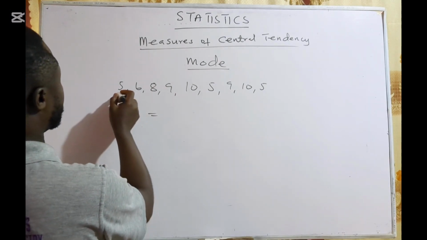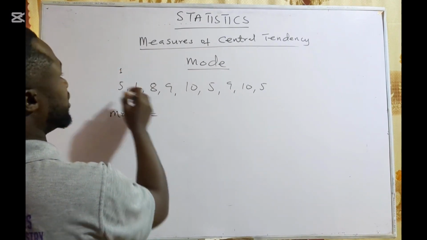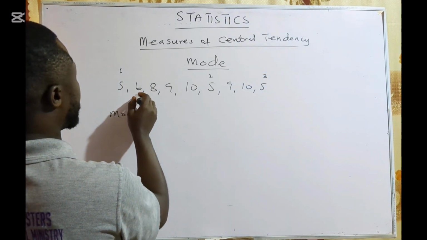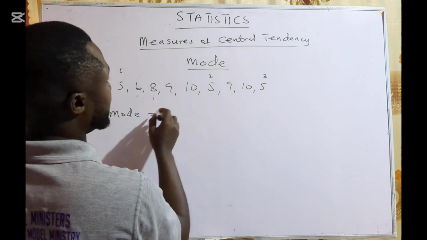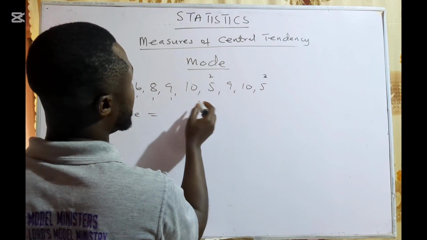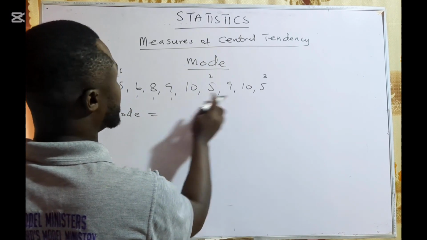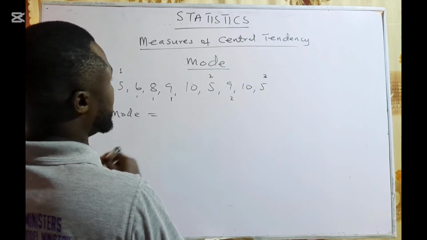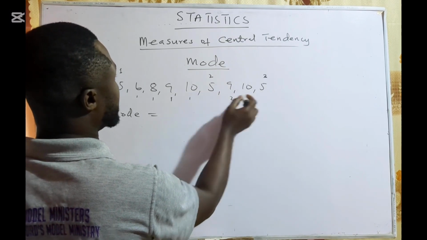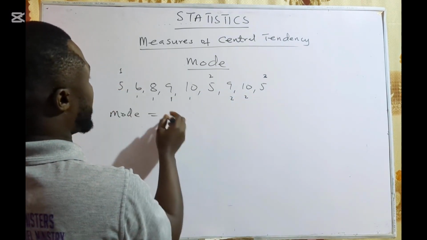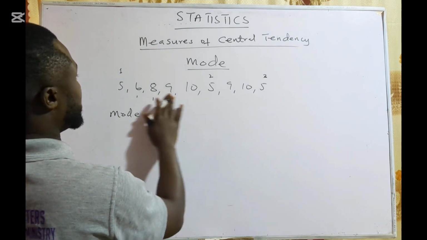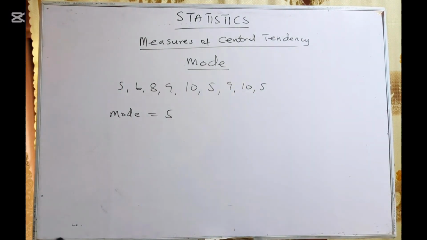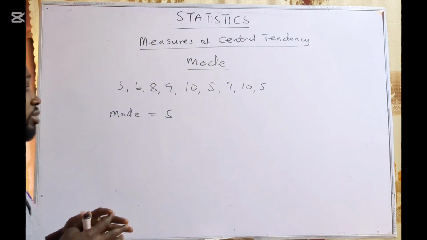So we have 5 here, 1, 2, and then 3. Let's look at 6. 6 is only 1, 8 is only 1, 9 appears 2 times, 10 appears 2 times. So it is 5 that is appearing the most. So we can say that our mode is what? Our mode is 5. That is what we are actually talking about.